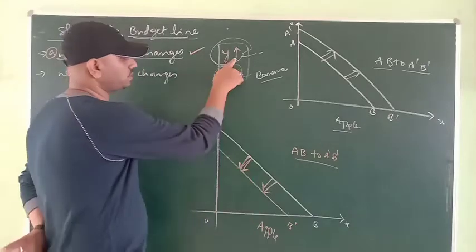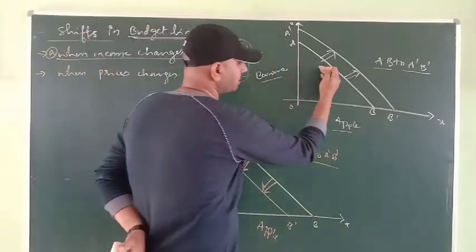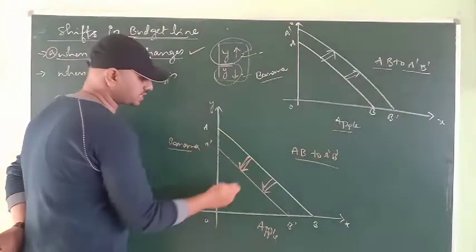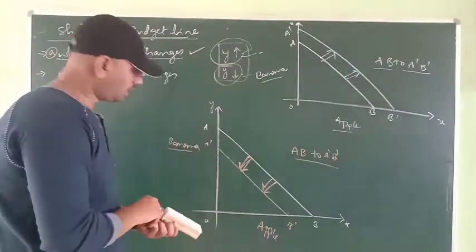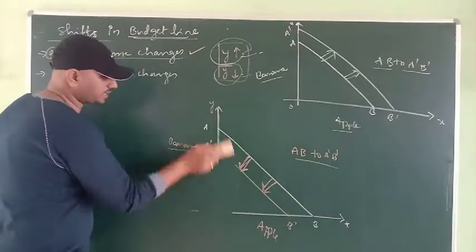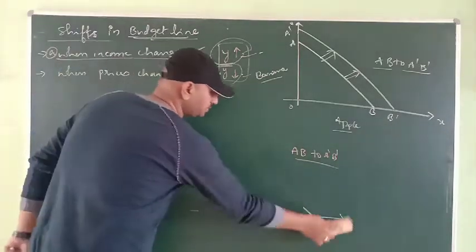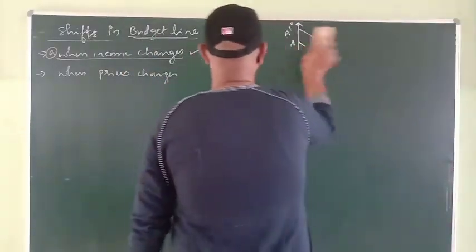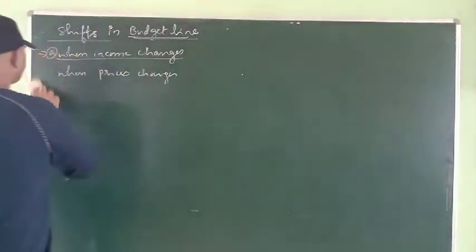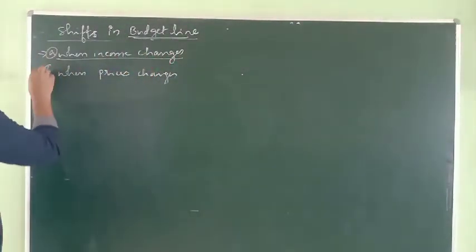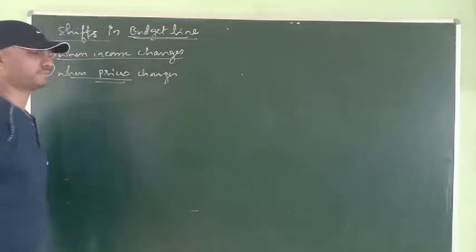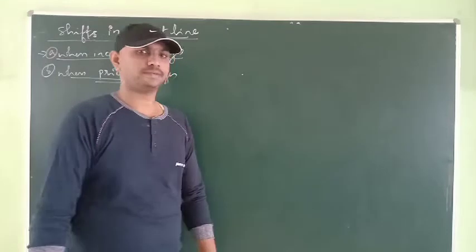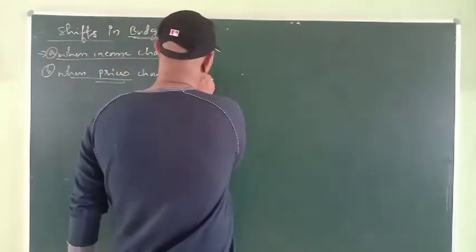So if the income of a consumer increases, the budget line will move forward. If the income of a consumer decreases, the budget line moves downwards. Likewise, we can expect another type of change, which is when the price of a commodity changes. Coming to the second point, when prices of commodities change, what kind of shifts can one expect in the budget line? It's very simple.